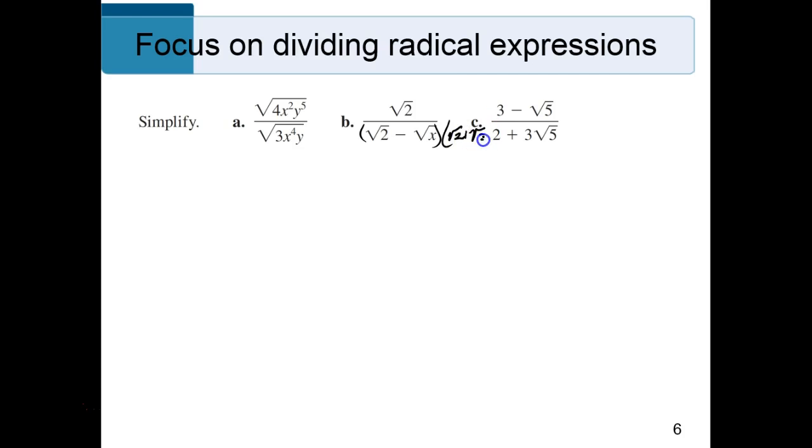Root 2 plus root x. Okay. But if you do that, you have to multiply the numerator by root 2 plus root x. My writing really stinks, doesn't it? Don't answer that question. Okay. What does the numerator become?